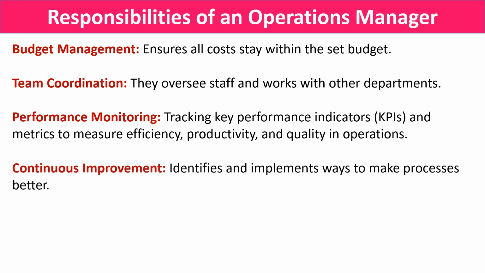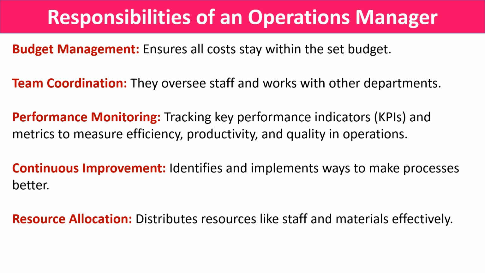Continuous improvement. Identifies and implements ways to make processes better. An operations manager always looks for ways to improve and refine the existing business processes by using better techniques or tools to make tasks easier and faster. Resource allocation. Distributes resources like staff and materials effectively, making sure resources like staff, equipment, money, and materials are used in the best way possible.